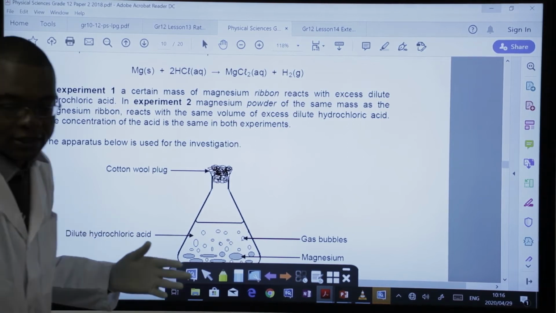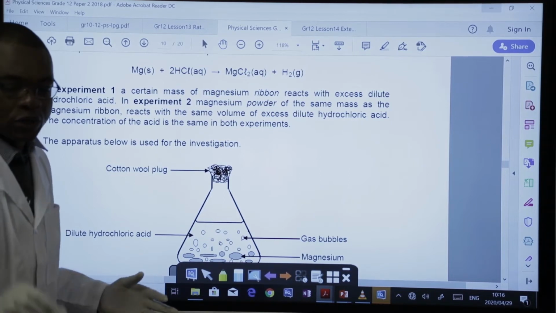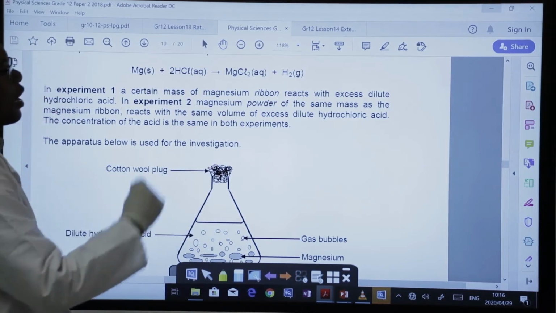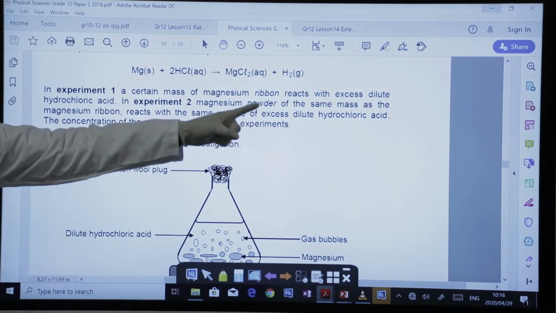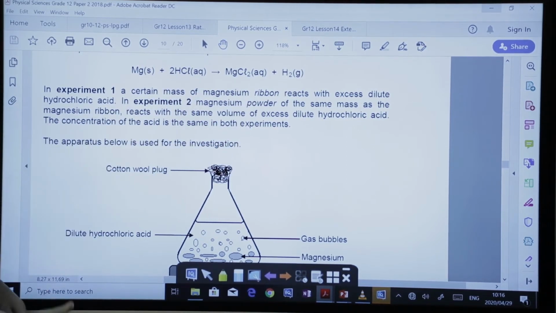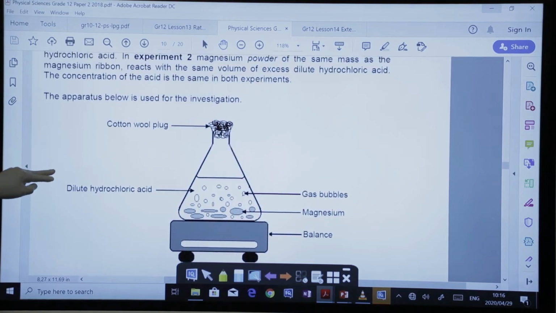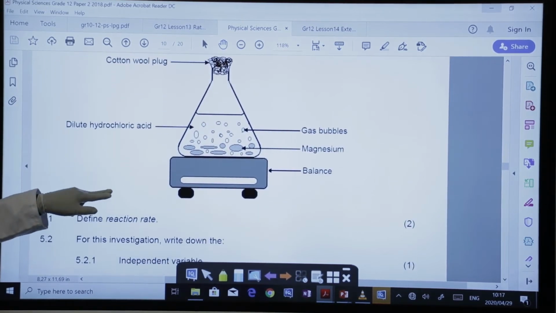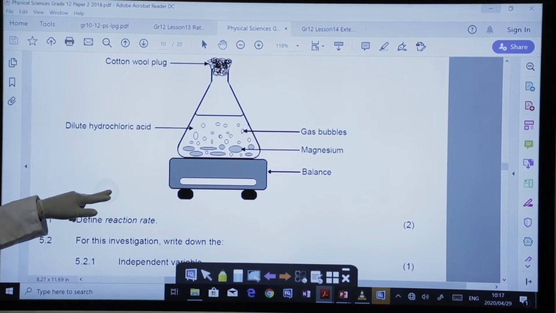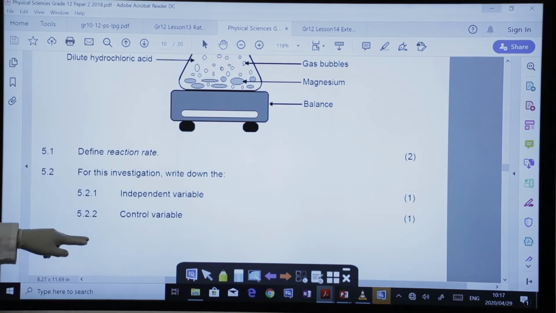So you actually saw that I used the same solution. I didn't change anything. The same solution of 1 molar hydrochloric acid, which I diluted from a concentrated solution of 18 molar in 100 mL. Okay. So we are saying the apparatus below is used for the investigation. This helps you to understand what exactly is happening, and we expect you to be able to attach an intelligent interpretation of what is happening there.